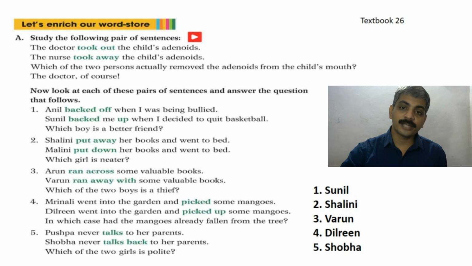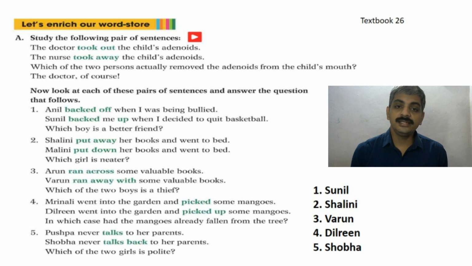Now we are going back to our textbook. Textbook page number 26. Let's enrich our word stock. Study the following pairs of sentences. The doctor took out the child's adenoids. The nurse took away the child's adenoids. Which of the two persons actually removed the adenoids from the child's mouth? The doctor, of course. Here the confusion comes with took out or took away.